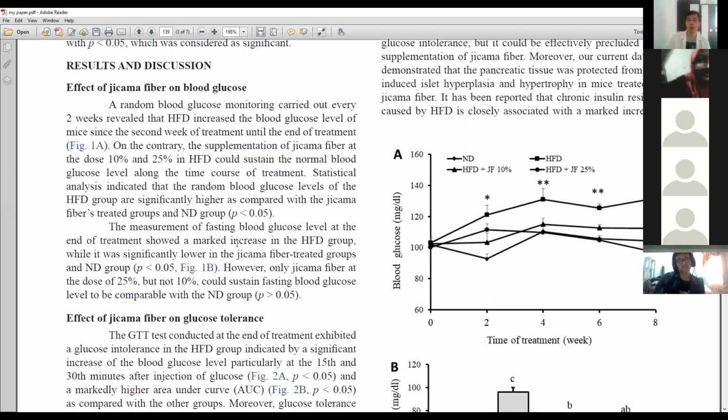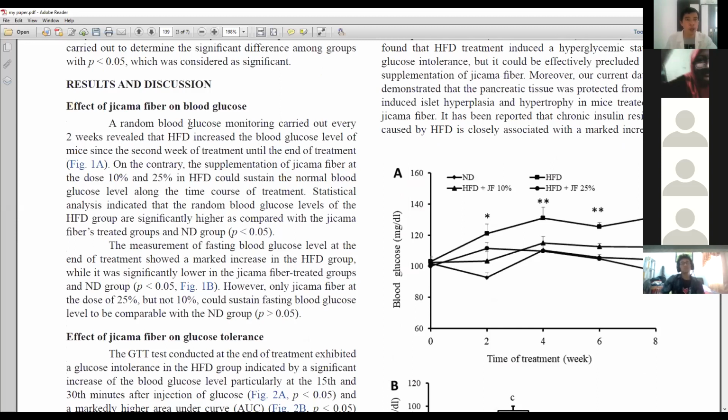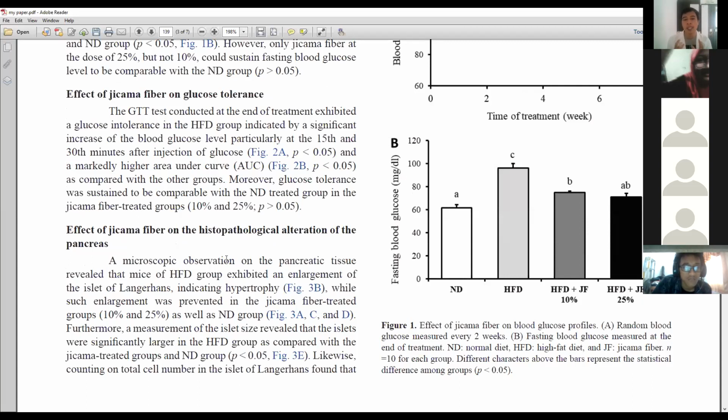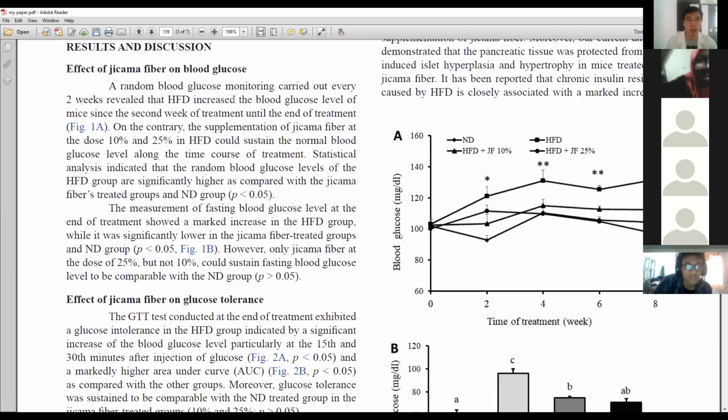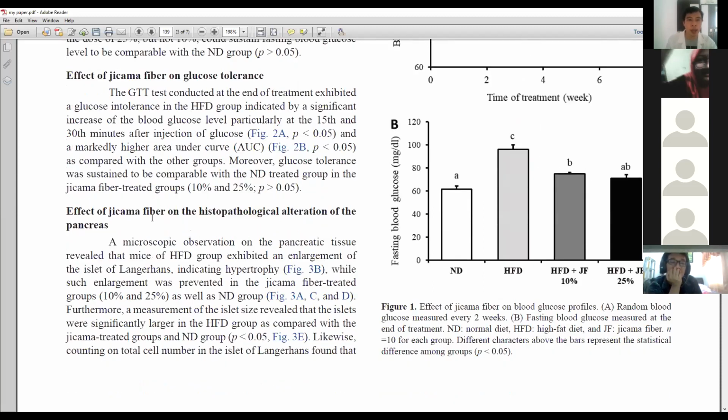Regarding the results, if you have a very huge data set, then you have to divide it into subsections. Like me, for example, because I focus not only on blood glucose, but also on the histological alterations, like histopathological alterations of the pancreas. So I couldn't combine them in only a single subsection, and therefore I divided it into 3 categories of results. First, I describe the effect of this Hikama fiber on blood glucose, and then how it affects glucose tolerance, and then how it affects the alterations of the pancreas.